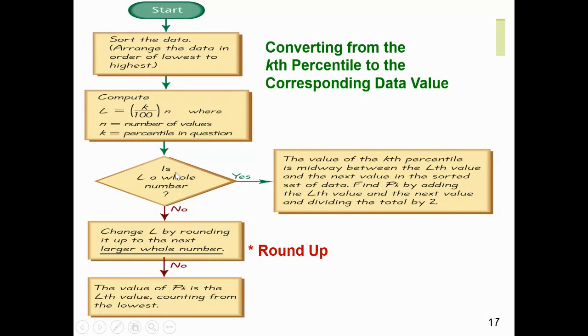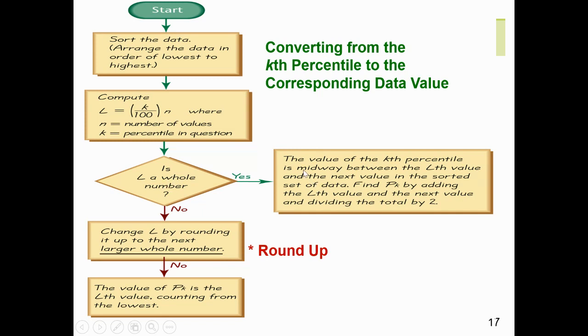Now, that's if when you do your calculation here, you don't get a whole number. You are to round up to the next highest one. No matter what the decimal is, you kick it up to the next bigger whole number. What if, when you do your calculation, you do get a whole number?